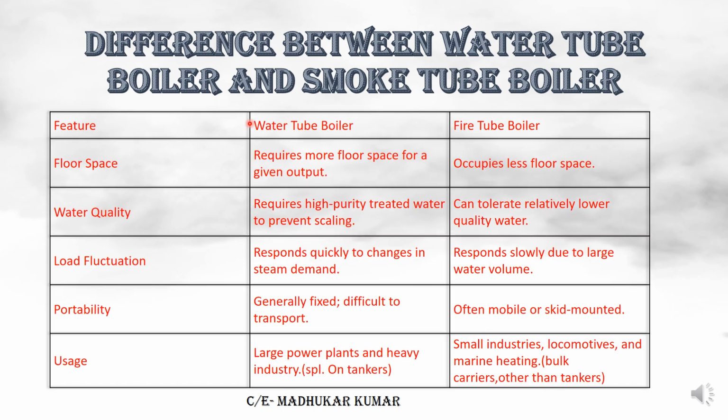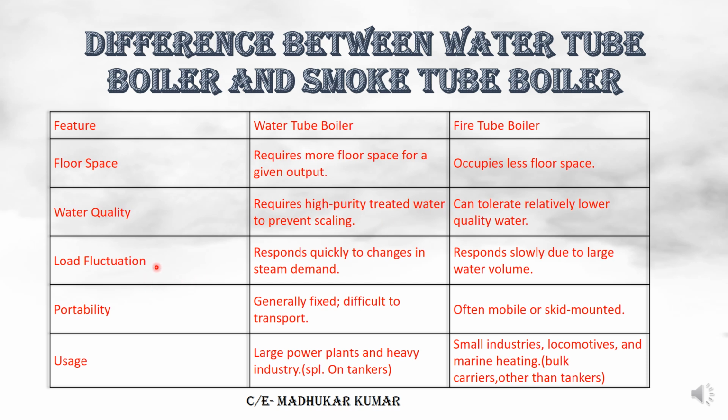Now in this one you will see the floor space. It requires more floor space for a given output. When we talk about the water tube boiler, it has a greater floor space requirement, and the fire tube boiler has less floor space requirement. Water quality: high purity treated water is needed to prevent scaling. In tankers, every day you have to do boiler water testing and add the required chemicals. But with the fire tube boiler, you have tolerance because of the large quantity of water and the pressure is also not very high, so weekly also you can do it.